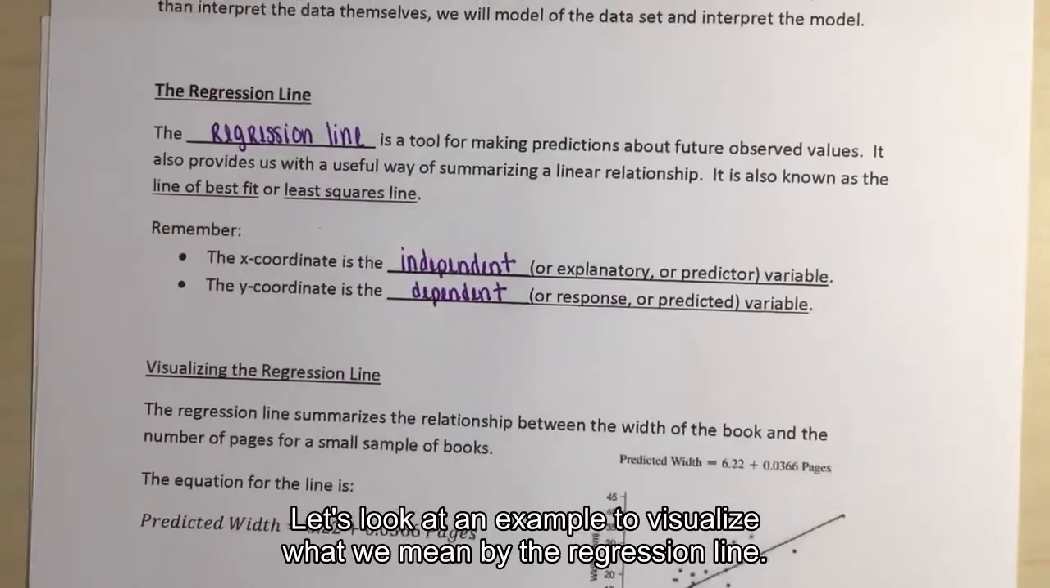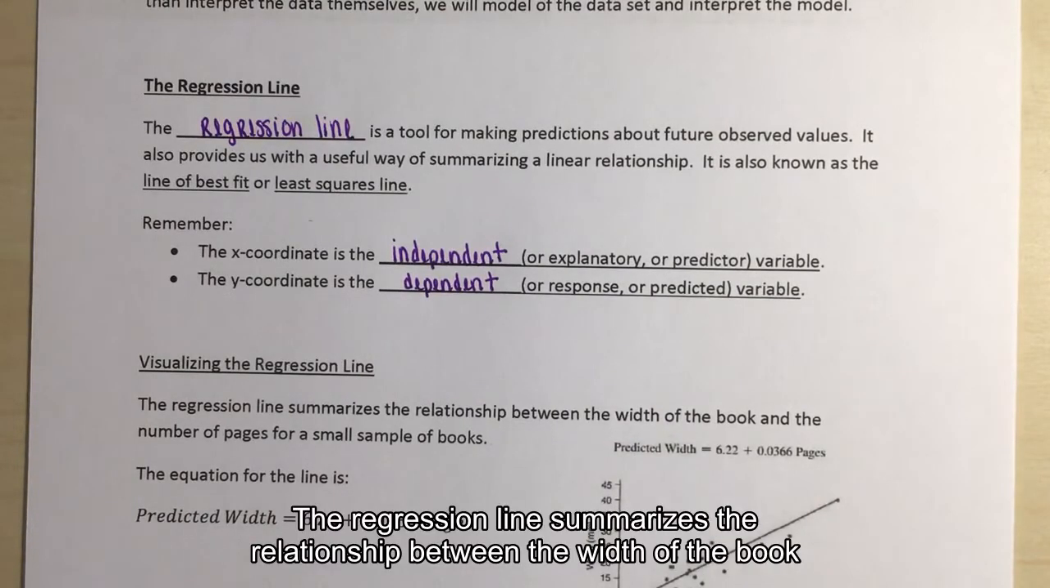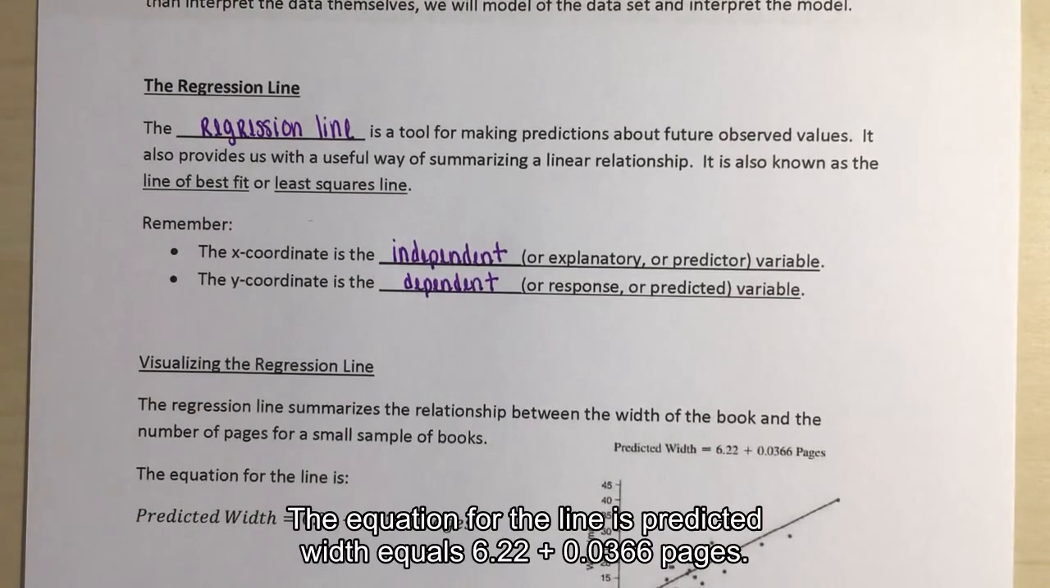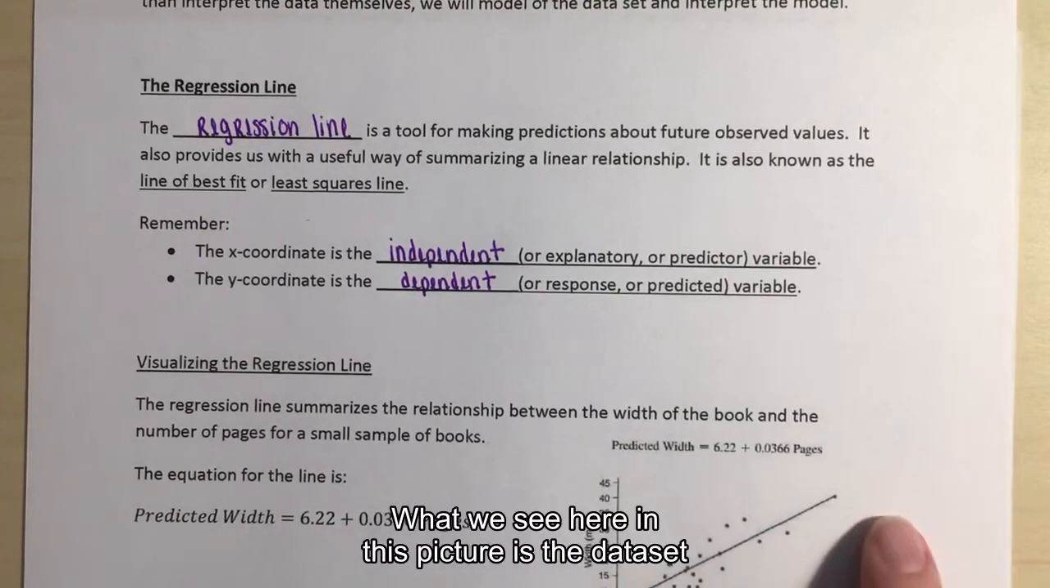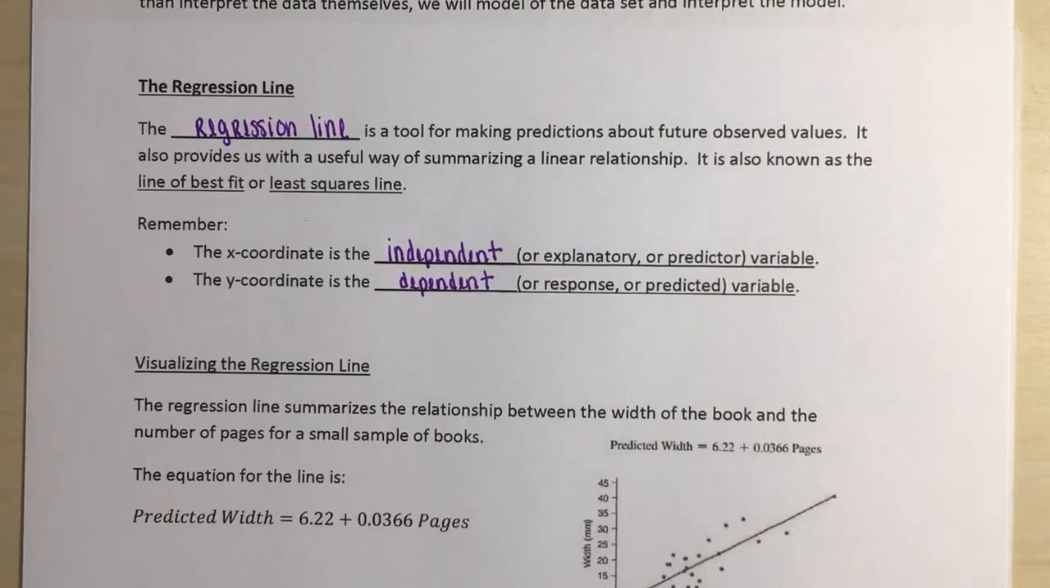Let's look at an example to visualize what we mean by the regression line. The regression line summarizes the relationship between the width of the book and the number of pages for a small sample of books. The equation for the line is predicted width equals 6.22 plus 0.0366 pages. What we see in this picture is the data set that this came from and the line of best fit, our regression line.